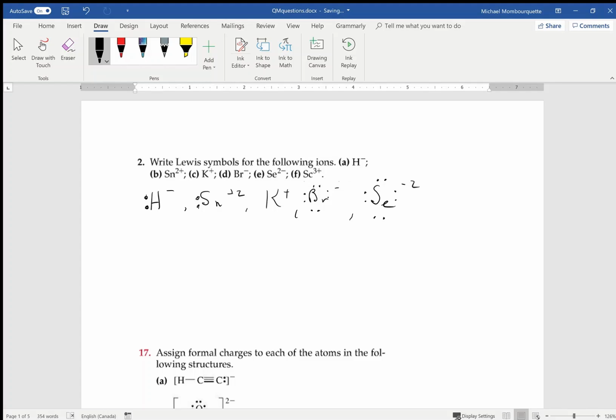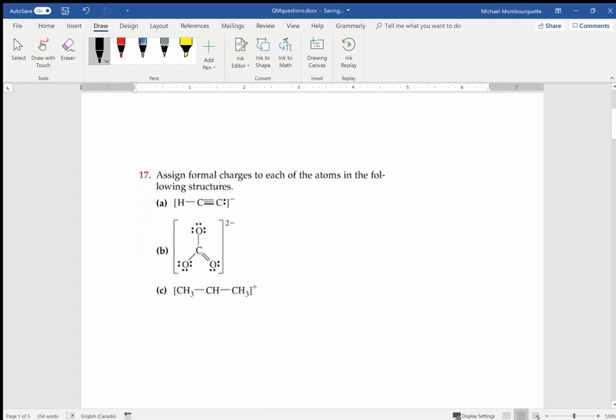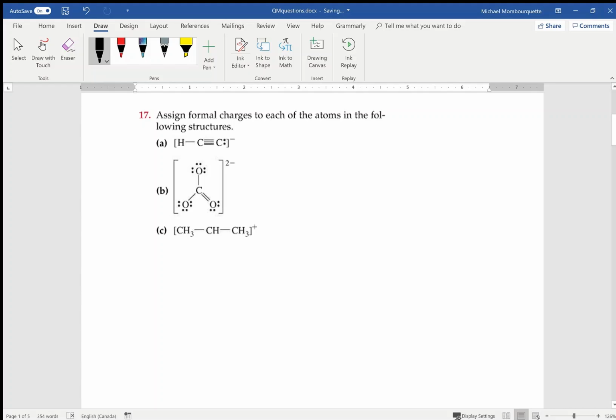Scandium, Sc. If you look in the periodic table, Sc is a 3d1 element. It exists in that 4th row of the periodic table, the first entry into the d block, so it has a total of 3 valence electrons. So +3 means they're all gone, and so scandium can be written like potassium with nothing in its valence shell. It's empty.